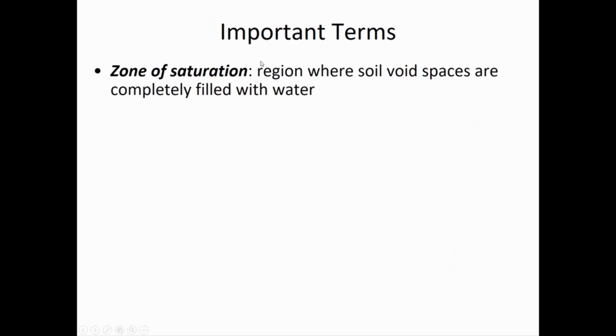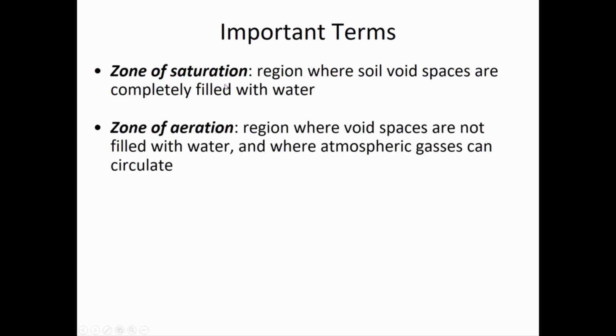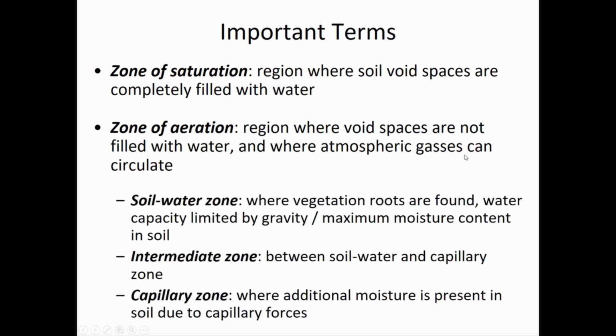These are some of the terms that I think are on that handout that I've shared with you before, the terminology handout. So the zone of saturation is below the water table where all of the voids are full. The zone of aeration means that it's partly air, partly moisture above the water table. So the atmospheric gases can circulate in the zone of aeration. And we can further divide the zone of aeration up into other categories.